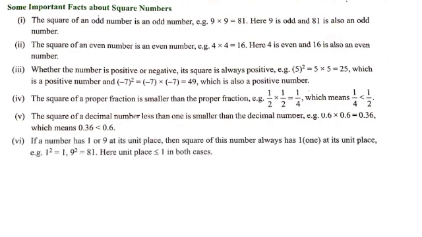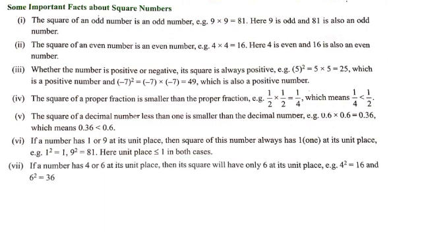If a number has 1 or 9 on its unit place, then the square of this number always has 1 on its unit place. For example, 1 square is equal to 1. 9 square is equal to 81. Here, the unit place is 1 in both cases.